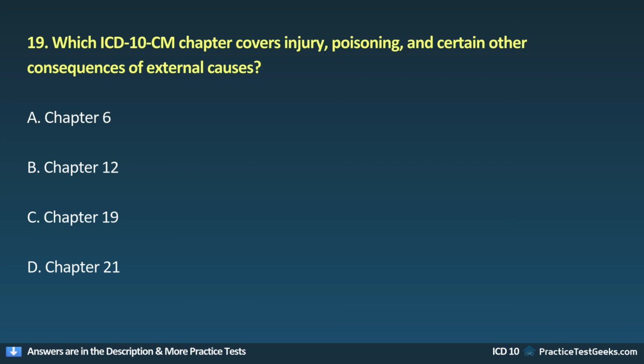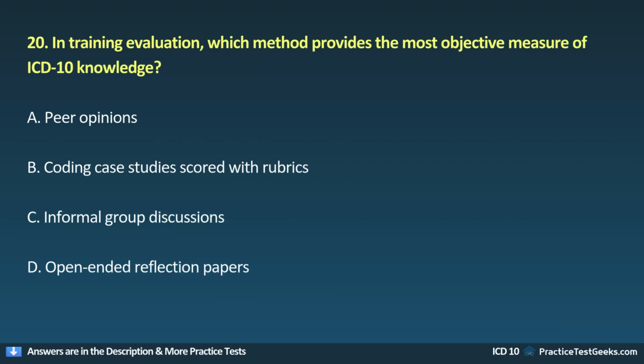19. Which ICD-10-CM chapter covers injury, poisoning, and certain other consequences of external causes? A. Chapter 6. B. Chapter 12. C. Chapter 19. D. Chapter 21.